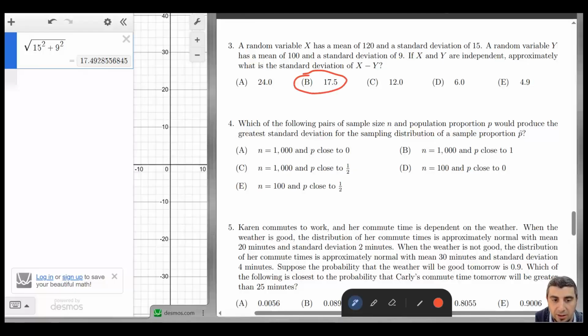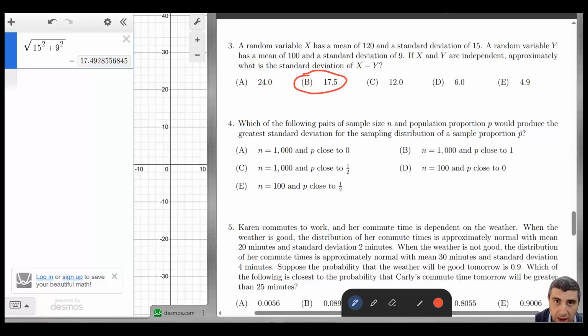Now, some people might ask, well, why are you adding instead of subtracting? Well, two things. If you subtract, you could end up with a negative under the radical. In other words, if they asked what is the standard deviation of Y minus X, you would have a negative. Also, when you are combining two random samples, you have to account for the variability of both of them, and that's why we add instead of subtract.